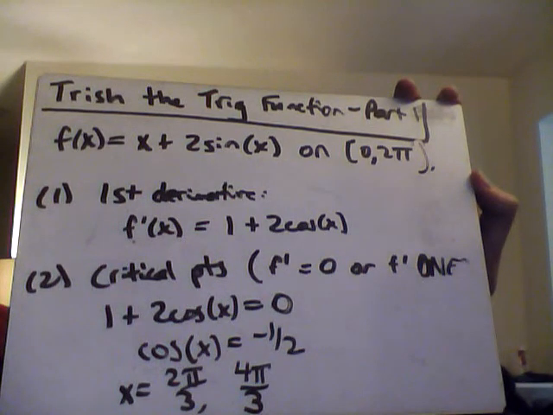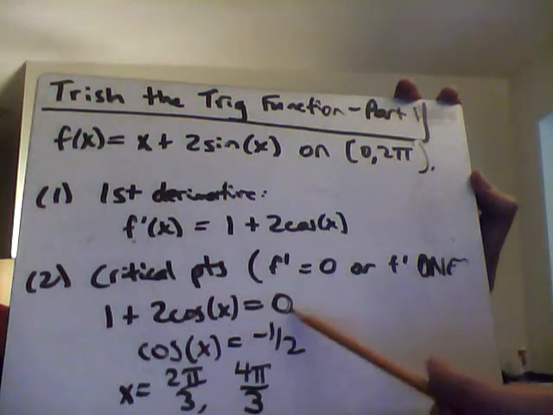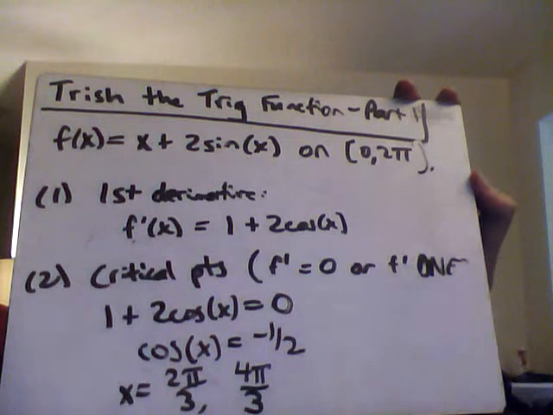This is a trig function that is defined for all x values, so f prime is not going to not exist. The only thing that we need to test is f prime equal to 0. In this case, we're going to set 1 plus 2 cosine of x equal to 0. This brings us back to our trig equation solving days. I do have a tutorial on how to do that.